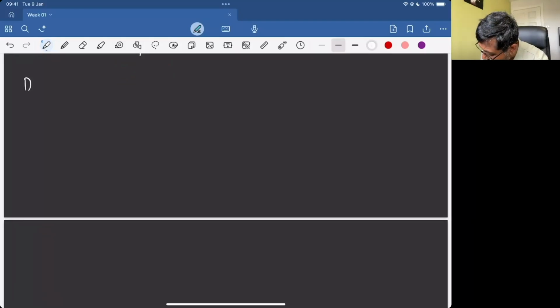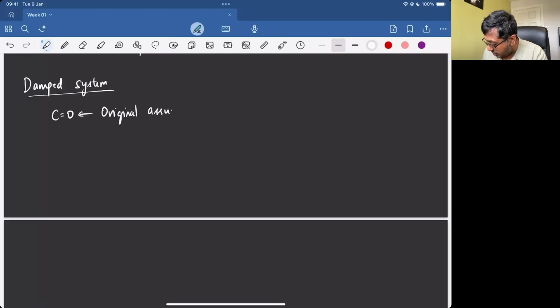Next thing that we moved on to was, what if we have a damped system? We had made one assumption, that c equal to 0, our original assumption. If we say this damping coefficient is not 0 but non-zero, then we want to consider that effect. In reality, this is always the case with any real system. For example, if you have a pendulum and it is moving, unless I apply a force or do some work, it'll stop.